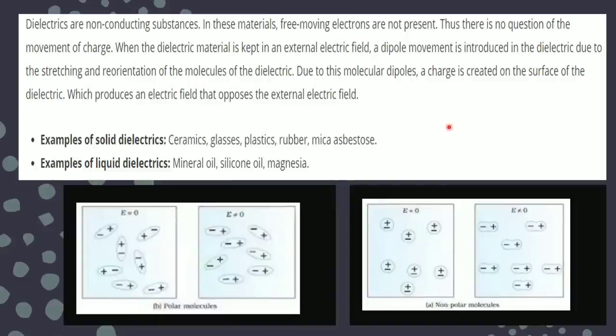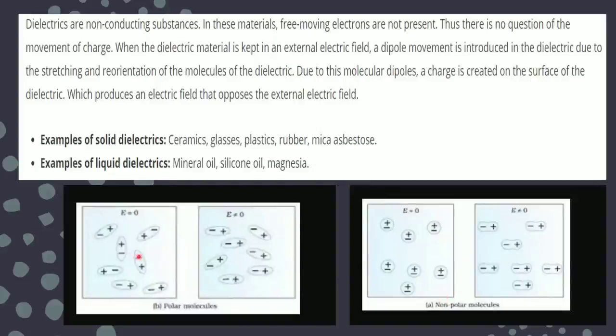Coming to the next point, which was a point of confusion also with you: what are dielectrics? Dielectrics are insulators only, meaning non-conducting substances. It means in these materials we do not have any free moving electrons, so of course no movement of charge is there. So I can have my dielectrics of two types: one is polar, another is non-polar.